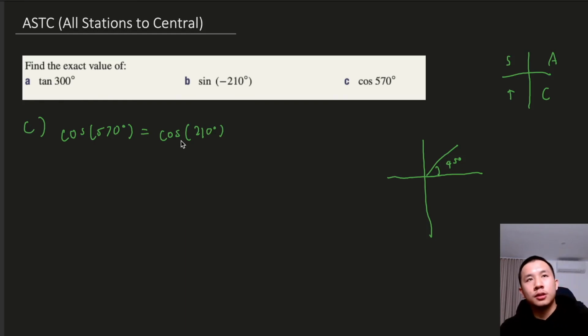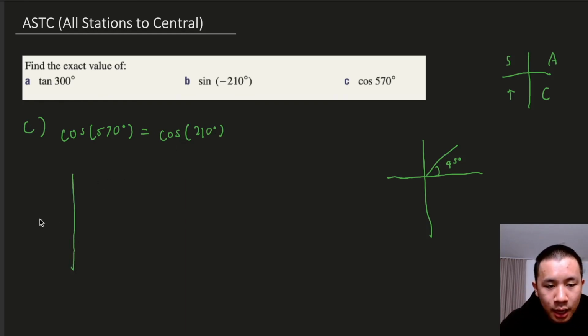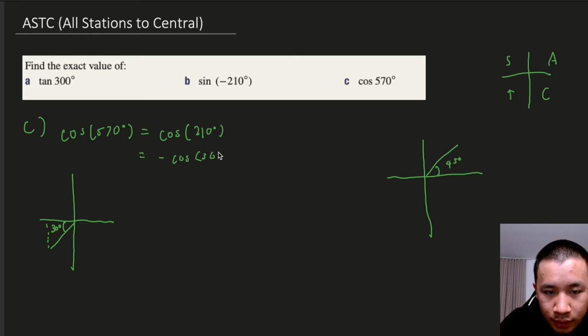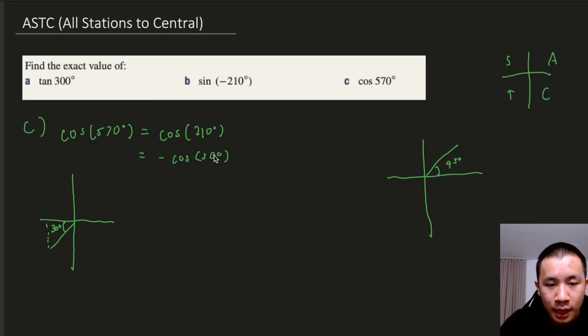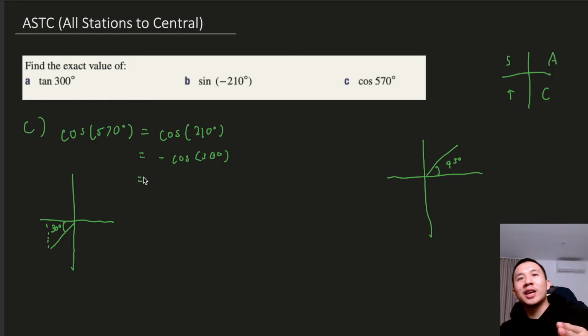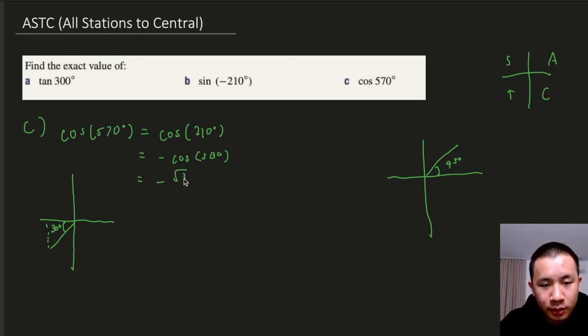Alright, so I'm essentially finding cos 210. And I will just draw the ray. So 210 is around here, where this should be 30 degrees. And so I'm essentially finding negative cos 30 degrees, because in the third quadrant, tan is the only one that's positive. So cos should be negative. And if you consult the special triangles again, this should be negative root 3 over 2. Alright, but yeah, that's it for ASTC.